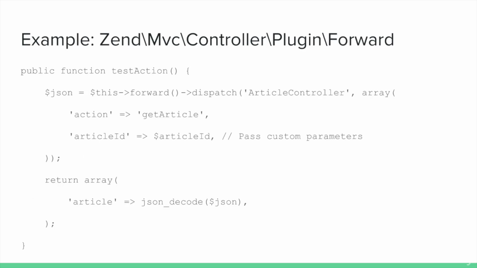The forward plugin dispatches a request to a controller action and returns the contents of the response. In this example, we dispatch a request to the specified controller, which is the first parameter, using the options passed as the second parameter. Here, one can pass data that is used within the action, such as route segments. In the example, we fetch the JSON for an article from a controller action and send the decoded JSON to a view script. This plugin allows for a great deal of flexibility, and this is just an example of how it can be used.